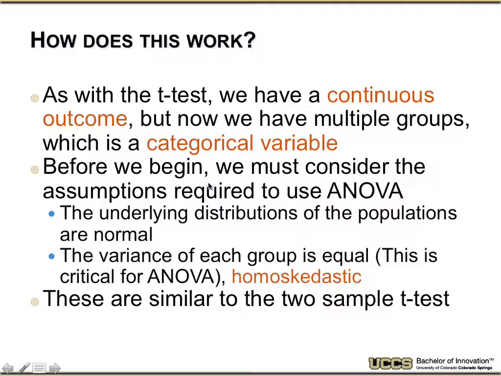So basically, how does it work? As I said, we have a continuous outcome, but we're trying to decide on a categorical variable. We have to consider the assumptions. Again, the underlying assumption, and this is stronger in ANOVA than it was in the t-test, is that the distributions of the populations are normal. For the t-test, I only have to have the distribution of the difference between the means be normal, which is a little bit weaker. Here, the variance of each group is equal. This is what we call the homoscedasticity assumption. In the t-test, that was type 2. So it's similar to a 2-sample t-test with equal variance in terms of some of its assumptions.